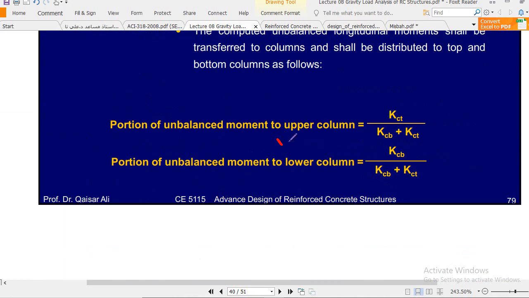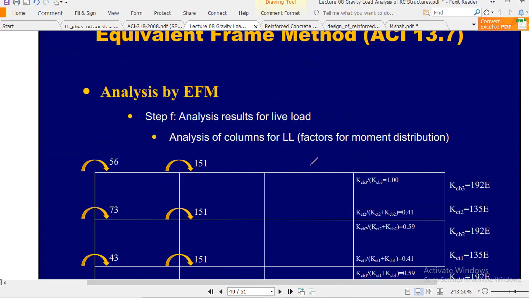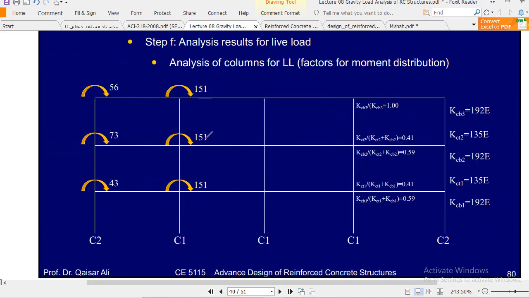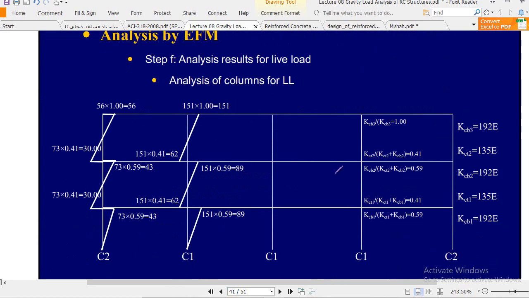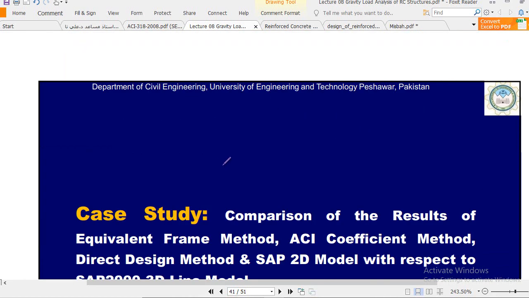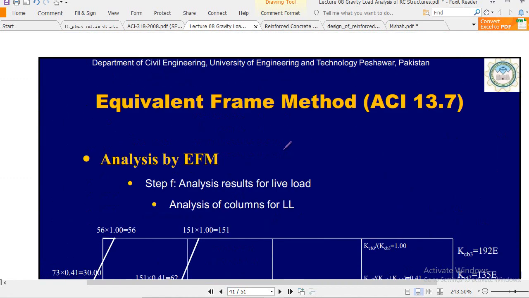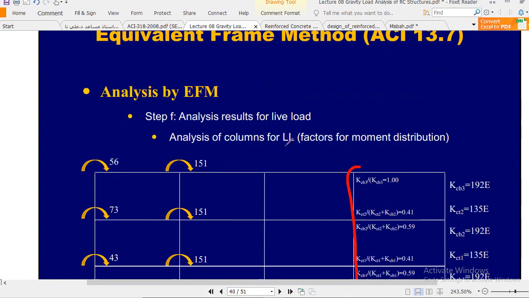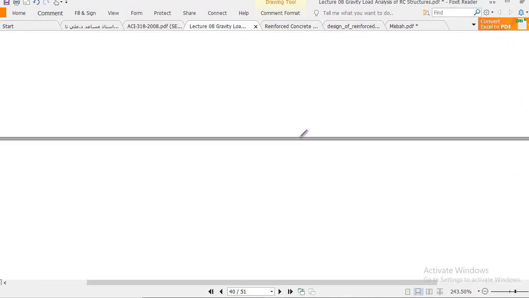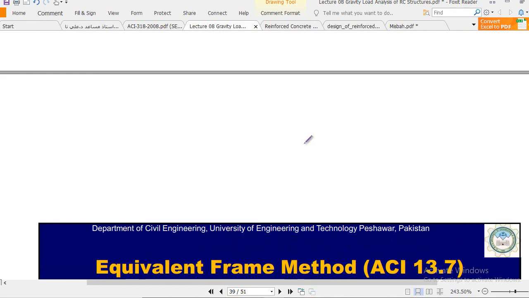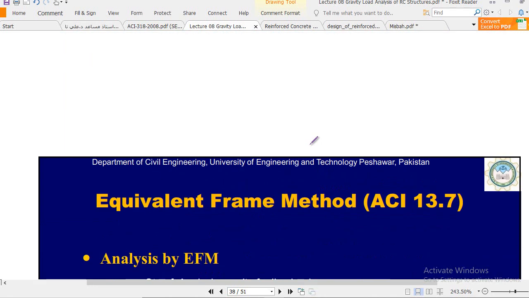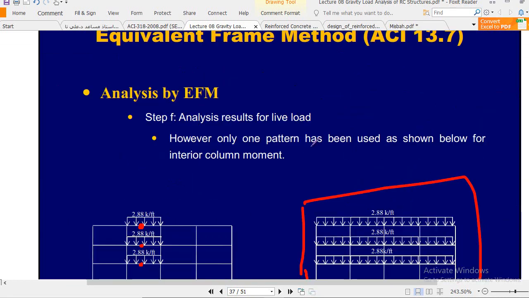After that, the same procedure as we did in our lecture number 6-7, how to find the column movements and how to basically transfer these movements to the top and bottom columns in view of these factors. After that, you have to draw your movement diagrams for your columns, and this will end up this equivalent frame analysis, just only for the pattern loading in this case. Not for all cases, remember, it is just only for this case.